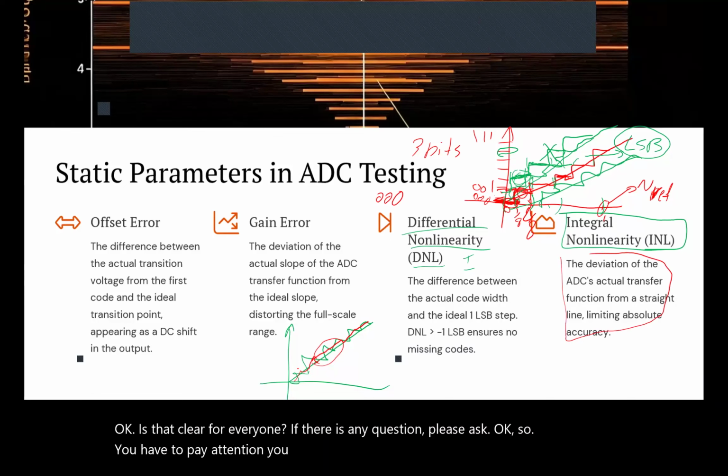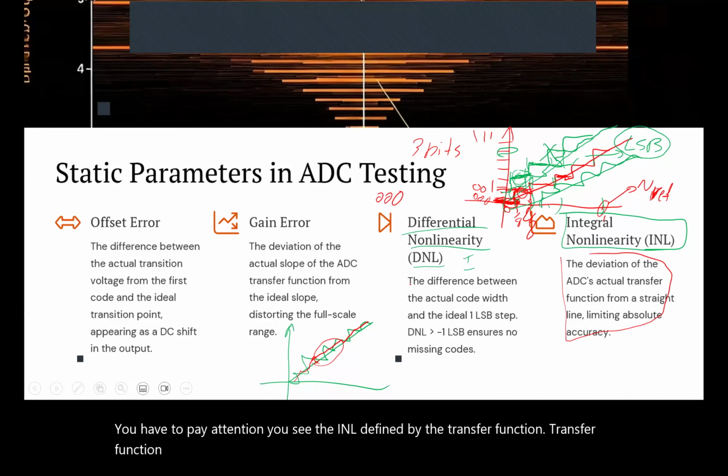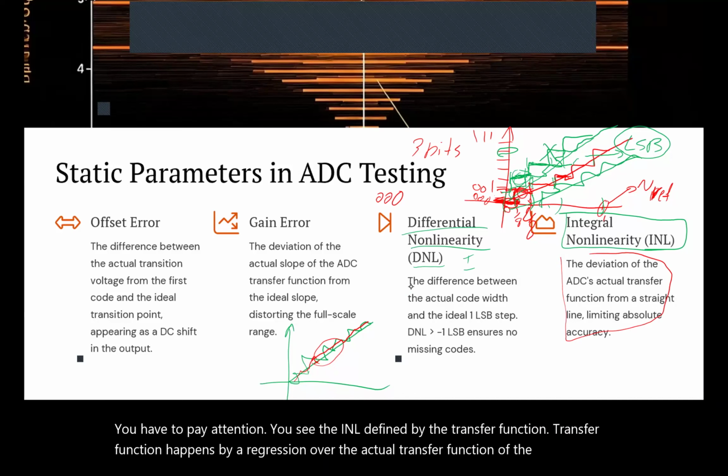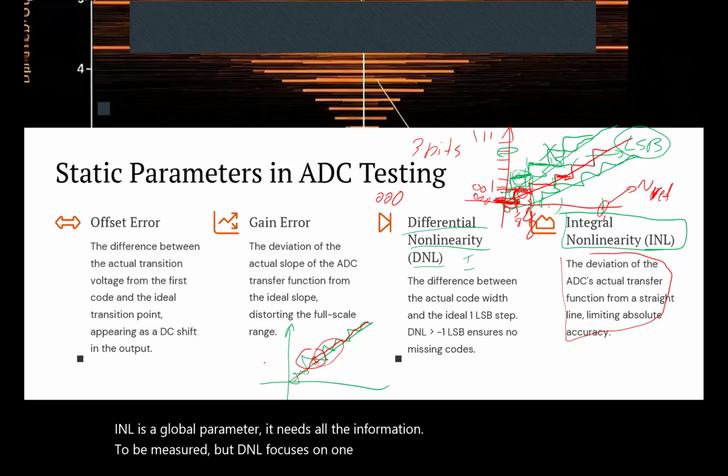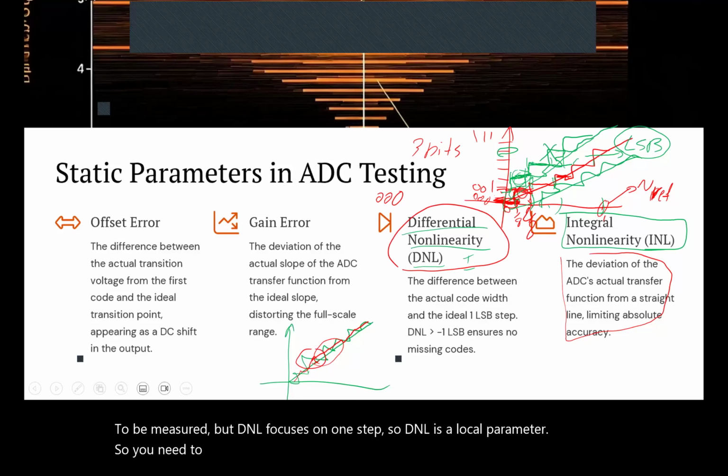You see, the INL is defined by the transfer function. The transfer function comes from a regression over the actual transfer function of the ADC. Meaning INL is a global parameter. It needs all the information to be measured. But DNL focuses on one step. So DNL is a local parameter. So you need to make sure you understand the differences between these two parameters.